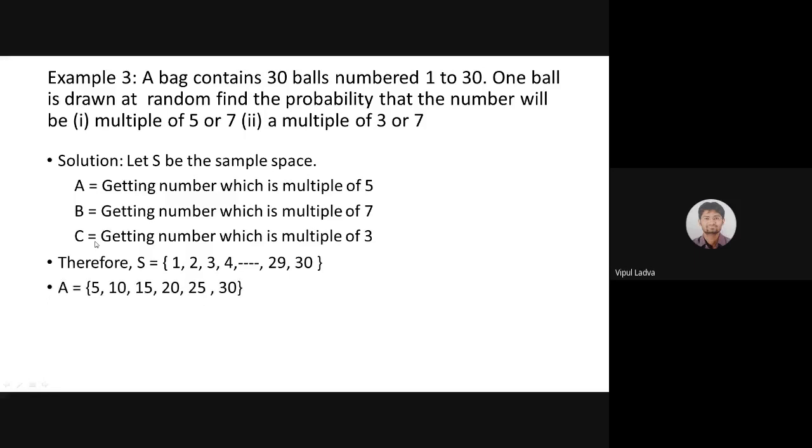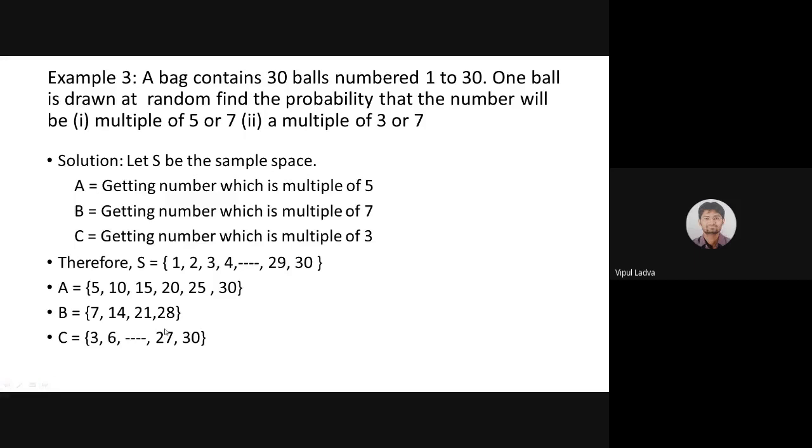Favorable cases for event A will be all the balls which are multiples of 5. That will be 5, 10, 15, 20, 25, 30. That's all. We cannot go beyond 30 because I don't have any numbers beyond 30. Favorable cases for event B, multiples of 7, will be 7, 14, 21, 28, and for event C, multiples of 3: 3, 6, 9, 12, 15, 18, 21, 24, 27, 30.